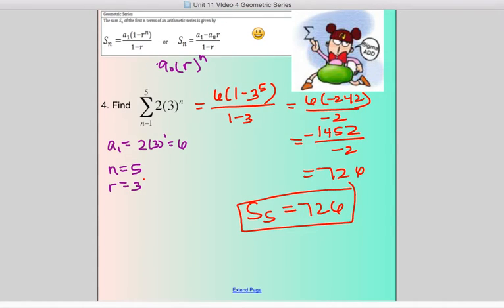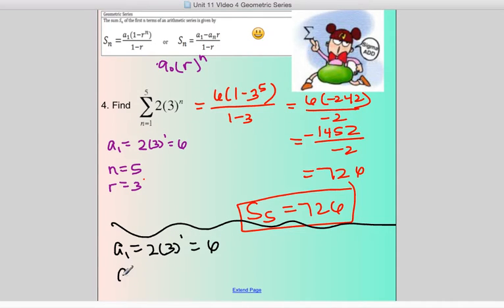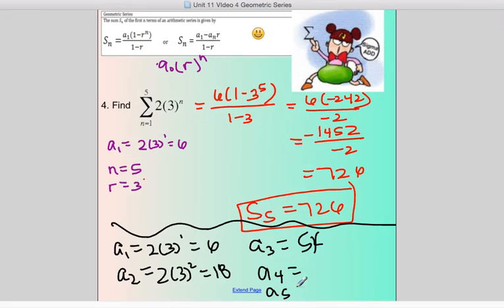Once again, as I explained in the arithmetic series video, if you forget this equation, guess what? Plug in 1. A sub 1 is equal to 2 times 3 to the first, which gives us 6. A sub 2 is 2 times 3 to the second, so I would get 9 times 2 is 18. Figure out a sub 3: 3 to the third, 27. 27 times 2 is 54. You can figure out a sub 4, a sub 5, and then add all of these numbers up, and you should get 726. I would recommend doing the same thing.